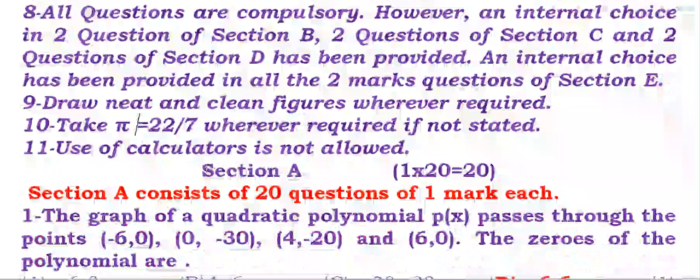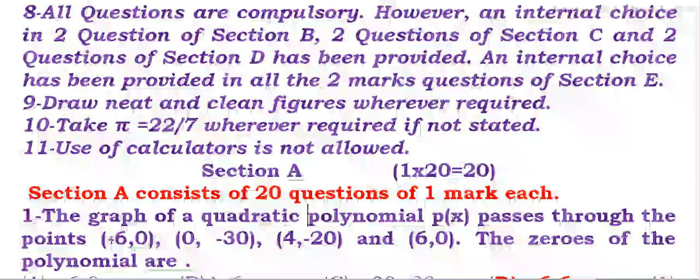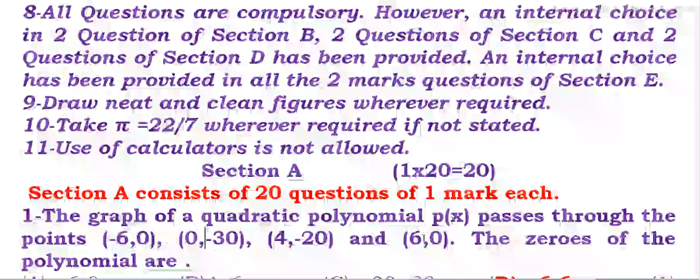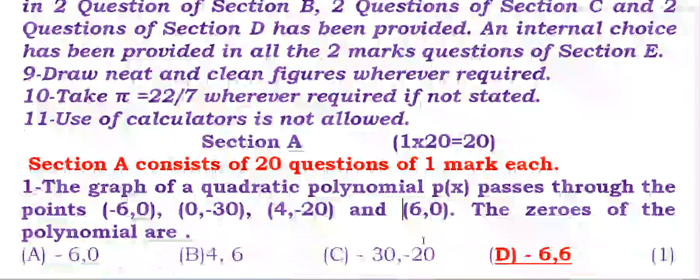The first question: the graph of quadratic polynomial p(x) passes through the points (-6, 0), (-3, 0), (4, 20), (6, 0). The zeros of the polynomial are required. In this graph you can see that the value of y is 0 at -6 and 6. It means at both places where y is 0, the value of x is -6 and 6. So the zeros will be -6 and 6. The answer will be D.